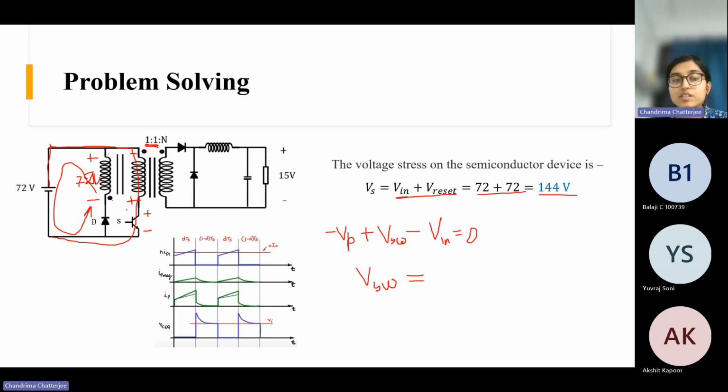So if you follow this loop, if you don't consider V, you follow the loop within these two windings. Here also you will get the same thing. So here minus to plus, sum, this is minus.